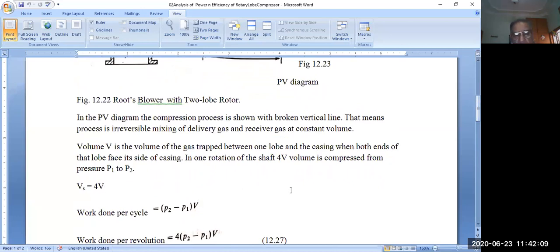Now in the PV diagram, the compression process is shown with a broken vertical line. That means the process is irreversible mixing of delivery gas and receiver gas at constant volume. Volume V is the volume of the gas trapped between one lobe and the casing when both ends of the lobe face its side of the casing. In one rotation of the shaft, 4V volume is compressed from pressure P1 to P2. I think it's clear to you now.